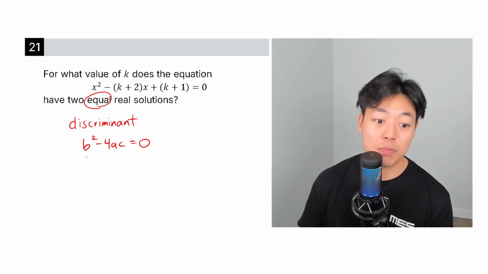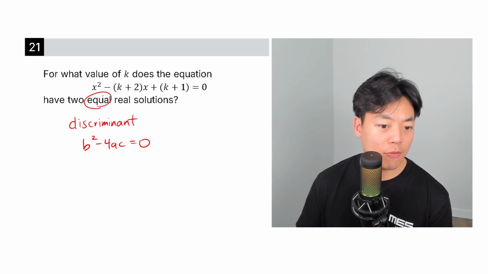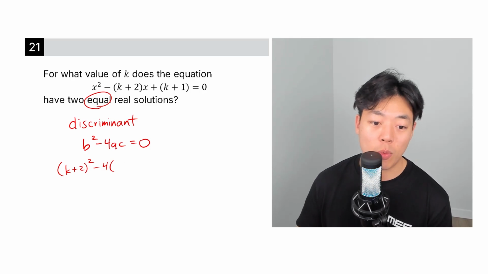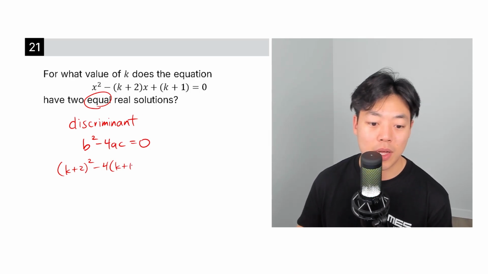So let's plug in b, which is negative k plus 2. But it won't matter whether it's negative or not because of this squared. So we can just square the k plus 2. Minus 4 times a, which is 1. So we don't have to worry about that. And c is k plus 1.